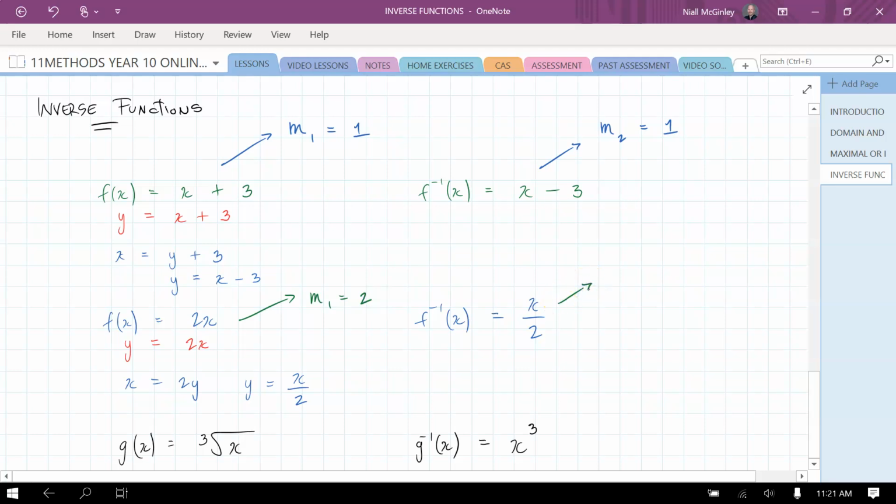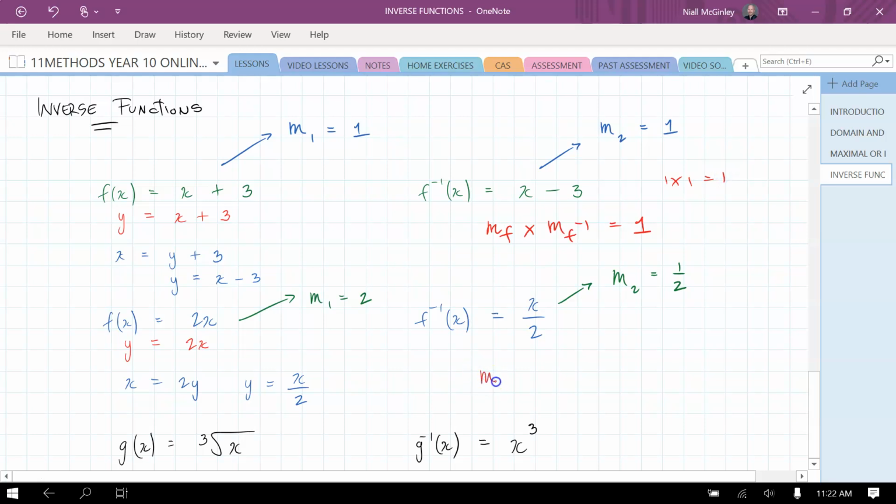If we have y equals a half x here, which is x over 2, then the gradient of its inverse would be a half. So from these examples, we can see that when you multiply the gradient of f times the gradient of the inverse, it's always going to equal positive 1. In this case, 1 times 1 is going to give me 1.